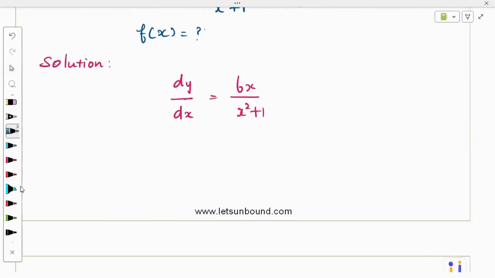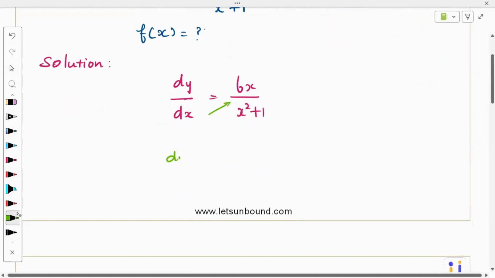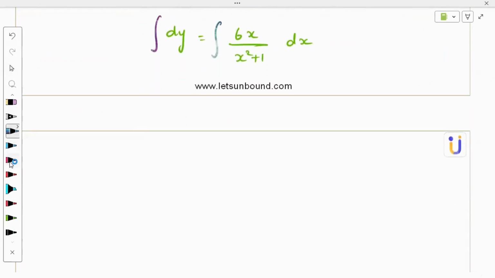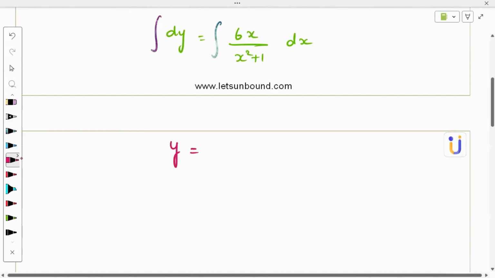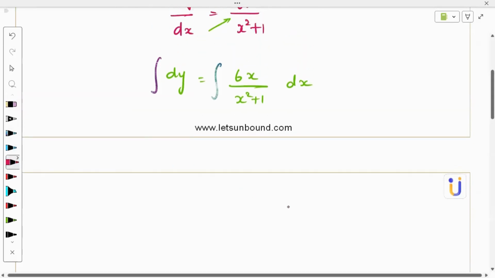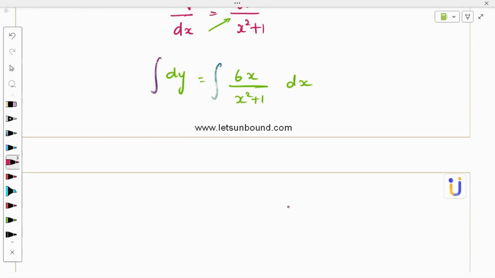And I can integrate. So first let me take the dx over there. So dy equals 6x by x square plus 1 dx, and integrate on both the sides. Indefinite integration. So integrating dy, you will get y equals. Okay, so this right side is a little complicated. It's not a direct formula, but when we differentiate x square plus 1, we can get the numerator part.